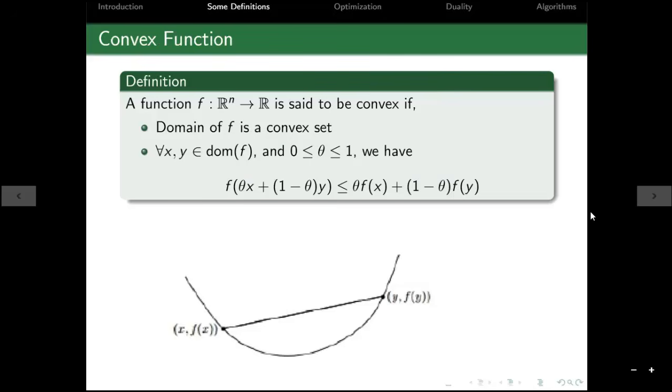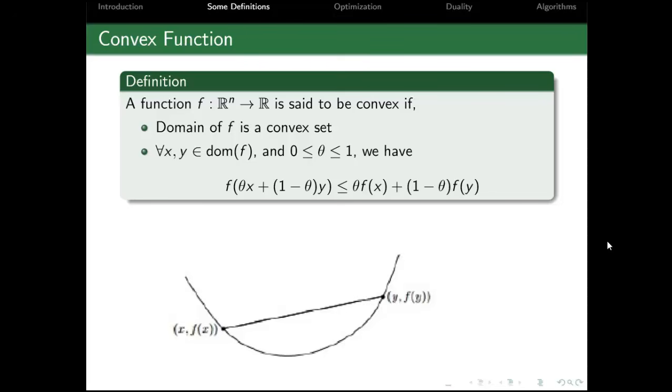Let us look at the definition of a convex function. A function f is said to be convex if the domain is a convex set, and if for all x, y which belong to the domain of f, the value of the convex combination of these 2 points is less than or equal to the convex combination of the values at these individual points.